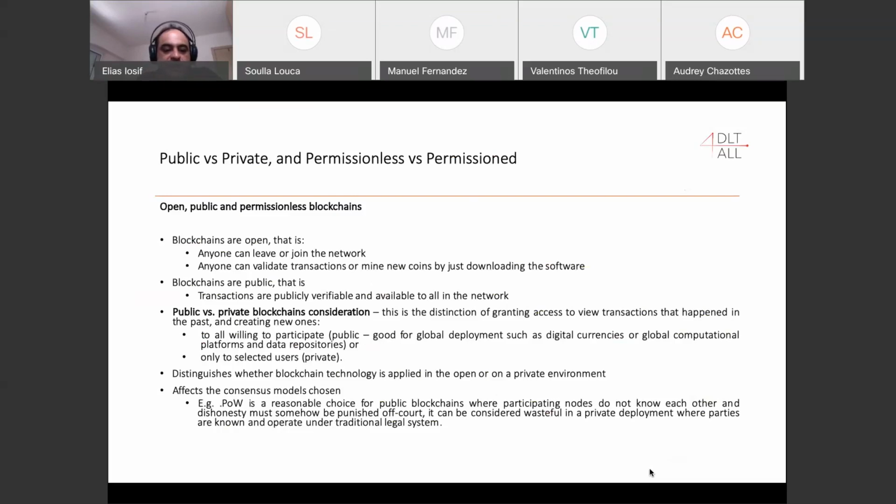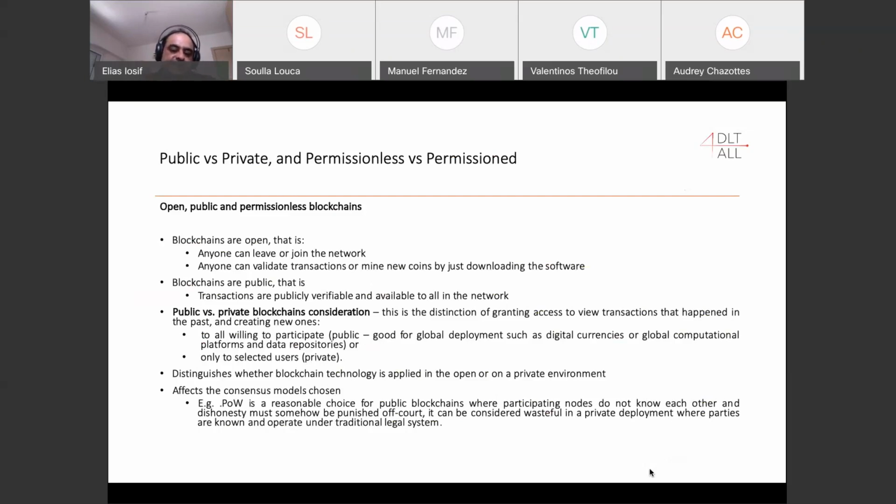Now, regarding the comparison between public and private blockchains, actually, this distinction is defined regarding the access to transactions. So public blockchains give a wider set of access compared to private ones.